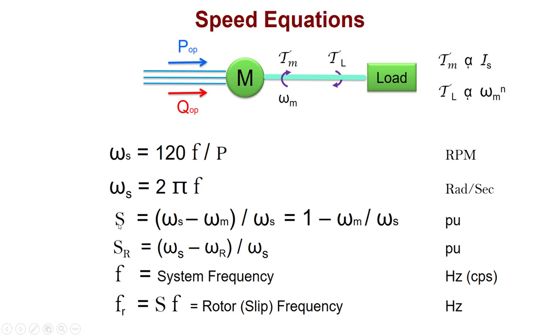And that F is the frequency of the system applied to the stator winding. S is your slip, either in per unit or in percent, and it's omega s minus omega m divided by omega s. Essentially, it is 1 minus per unit speed, so it's the reverse of per unit speed. Rated slip is when the machine is rotating at the rated speed. The frequency of the system is F, and the frequency of the rotor at any operating point is called the slip frequency, in hertz, and is S times F. So these are speed equations.